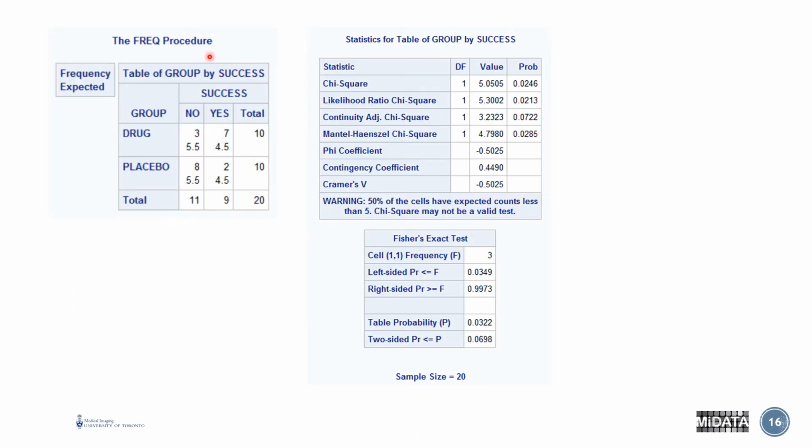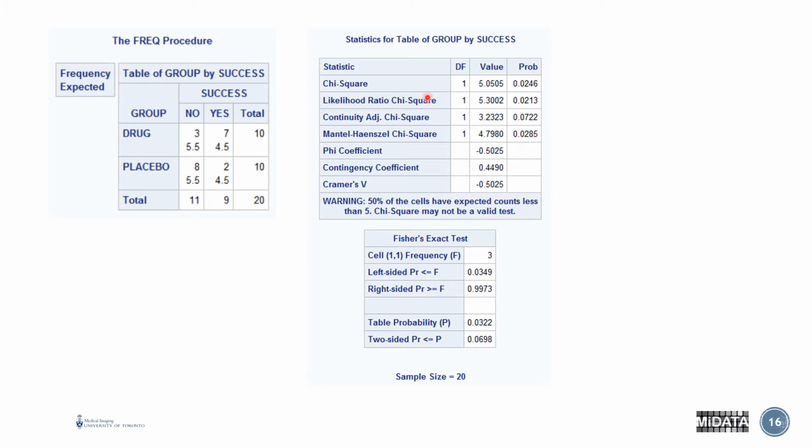Let's review. On the left, we have our 2 by 2 table. If we use the chi-square equation to calculate the chi-square statistic, we end up with 5.05 with a probability of 0.0246. We can also use the normal distribution to obtain the probability, and that is called the score test. And remember that the z-test squared is equivalent to the chi-square. We would get the same value and the same probability.